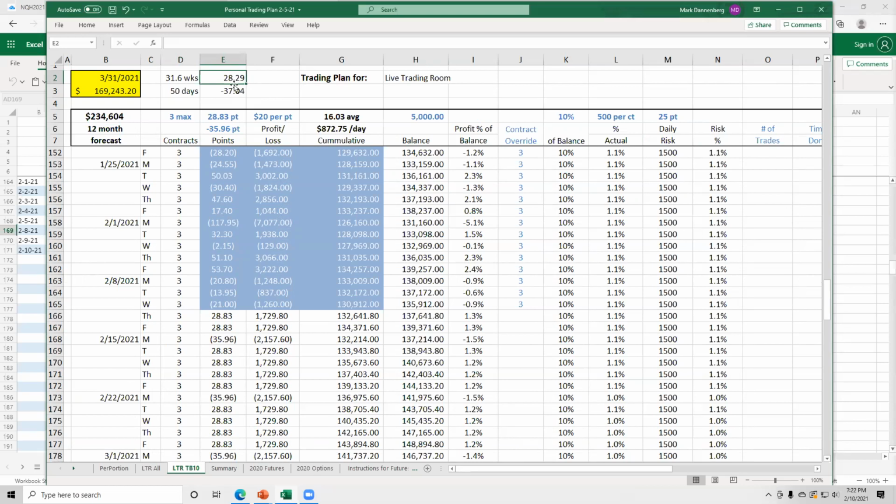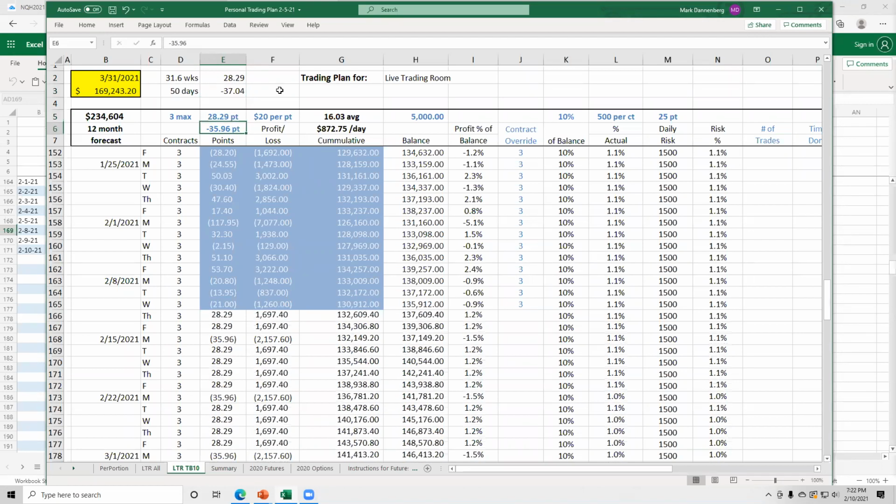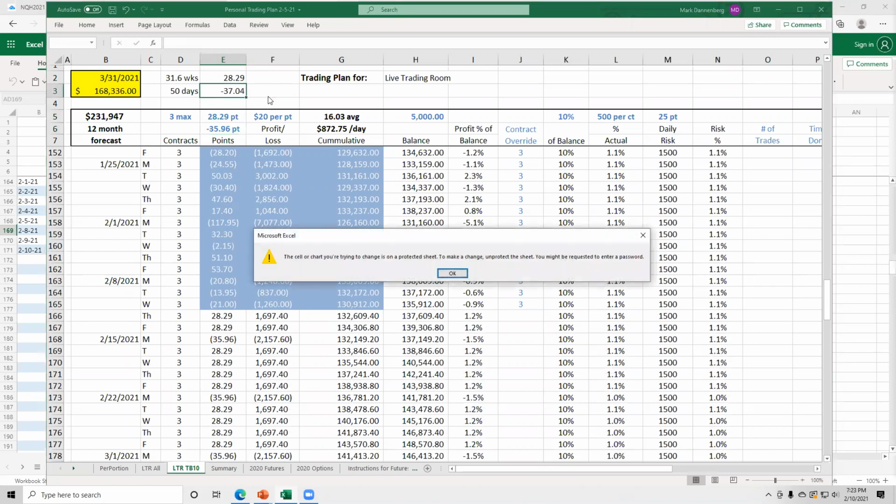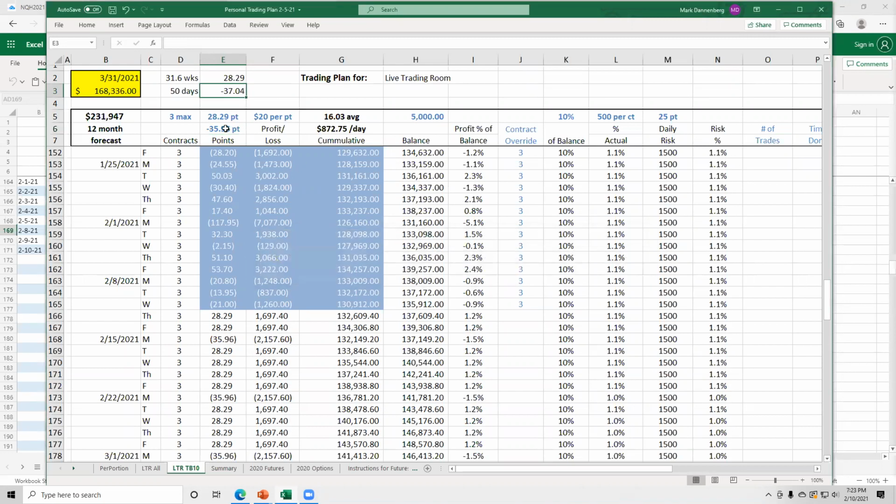And this number takes into account the number of winning days, the frequency of winning days relative to weeks. Our losing day average is 37.04. So I'm going to adjust our forecast numbers to 28.29, and I'm going to adjust our losing day forecast to minus, sorry, that is the wrong number right there, minus 37.04. Okay, so that losing day average went up just a little bit from what it was last Friday when we did this update. That's okay.